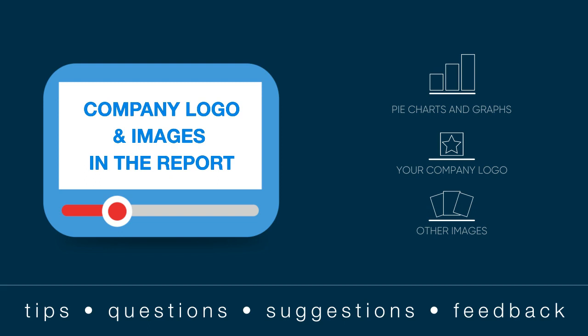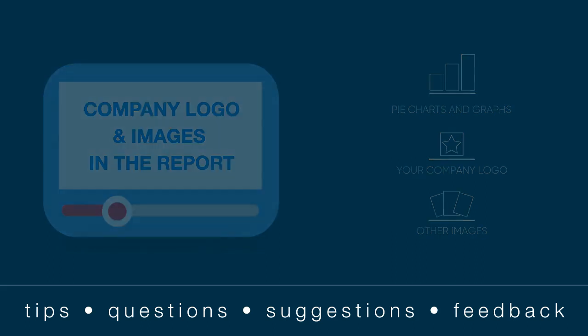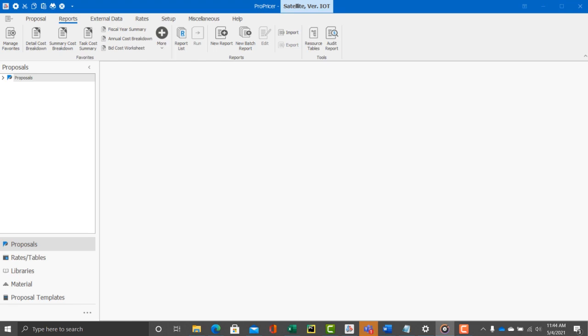These changes take effect over the entire database. All users with reporting permissions will be able to see these embedded images and logos. Let's first start by adding a company logo to all of your reports in ProPricer.